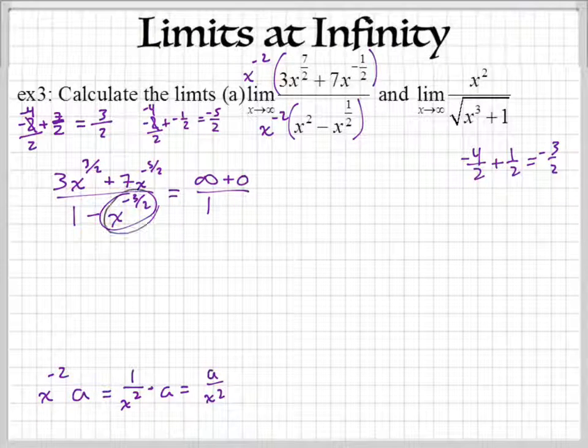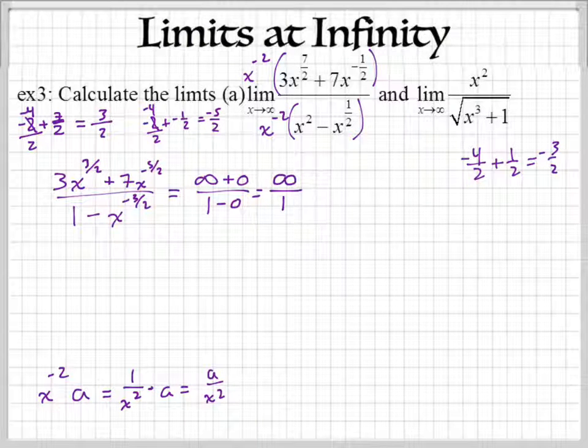And this one right here, what's that going to be? It has a negative exponent. So I'm going to subtract. It's going to be 0. So now I have infinity divided by 1, which is not indeterminate. Infinity. So this is just infinity.